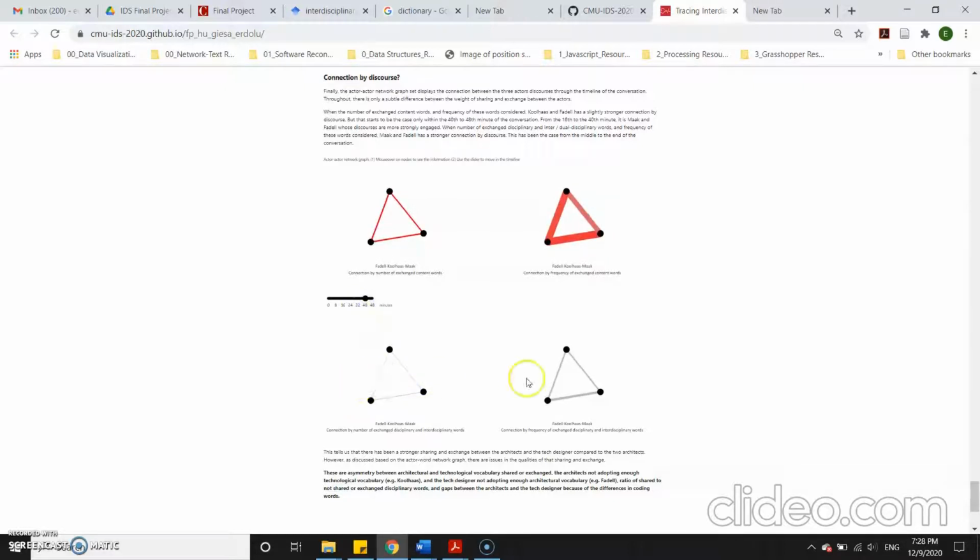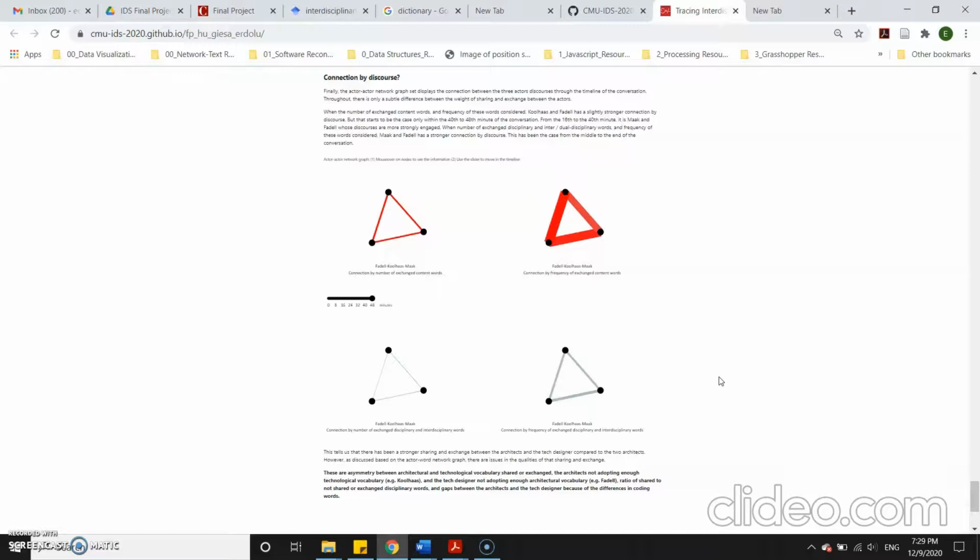And when disciplinary words and frequency of disciplinary words are considered, it was Mark and Fadel who had a stronger connection by discourse. This tells us that there has been a stronger sharing and exchange between the architects and the tech designer compared to the two architects, which is positive. That suggests that the conversation had been interdisciplinary.